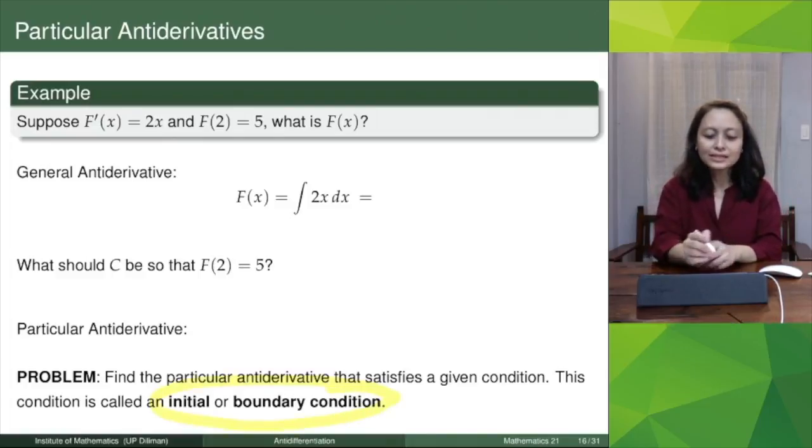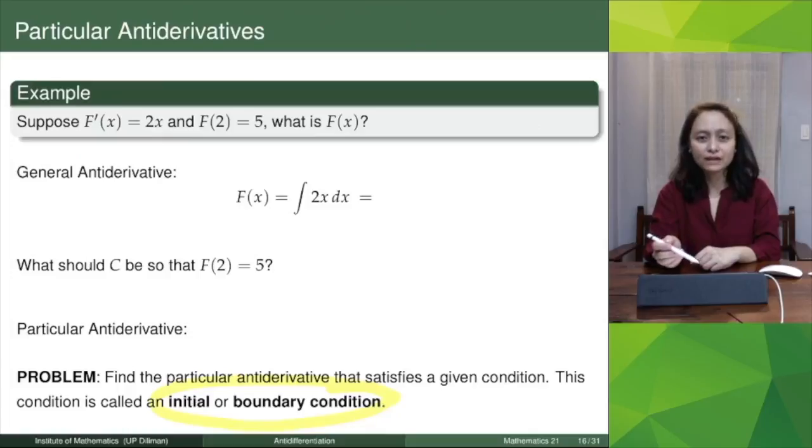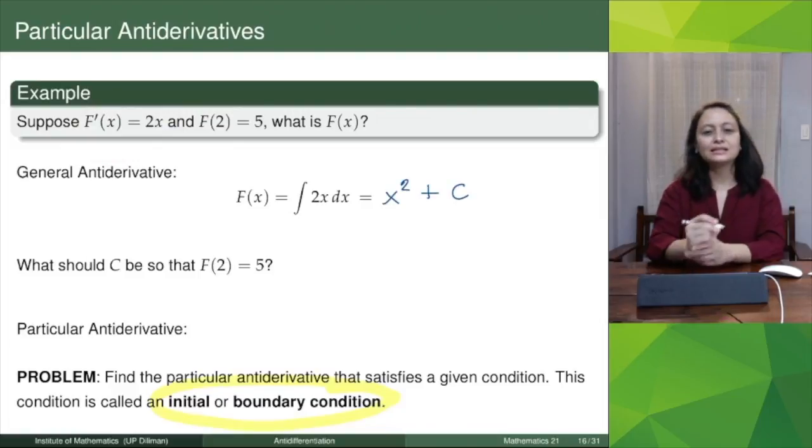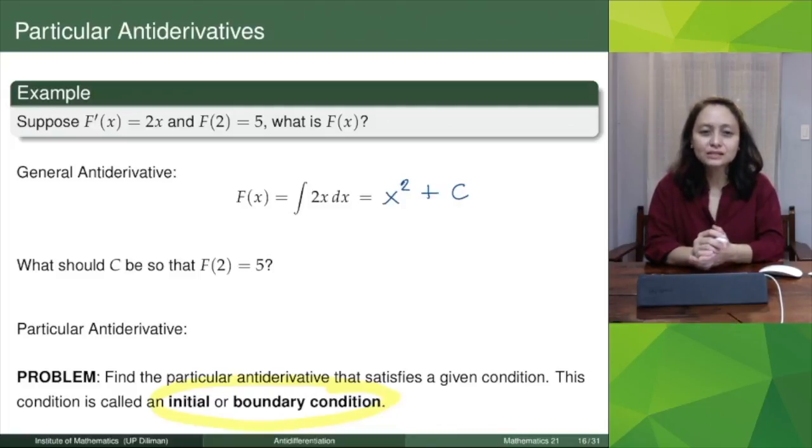So let's look at this example. So suppose f prime of x is 2x and f of 2 is 5. What is f of x? So for the general antiderivative of 2x, okay, ano nga ulit yan? This is equal to x squared plus a constant. Okay? Kasi derivative ng x squared ay 2x, derivative of the constant is 0.